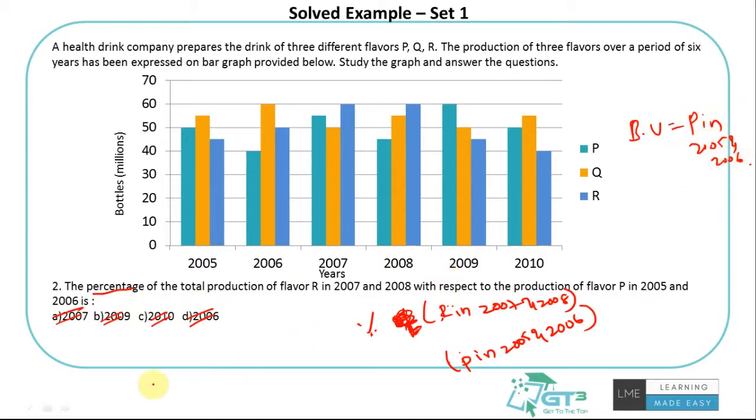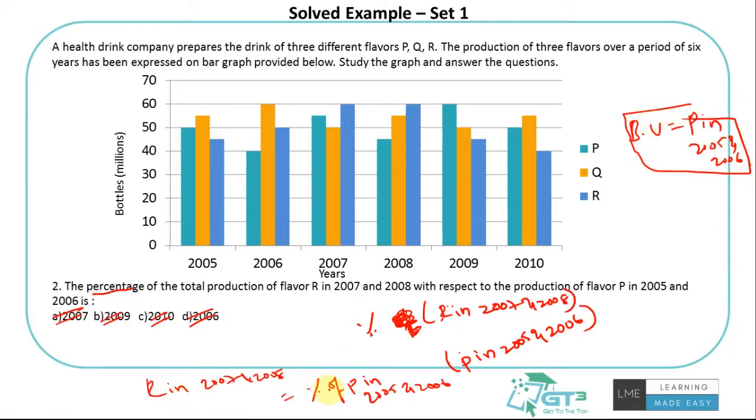So I have to understand R in 2007 and 2008 is equal to a percentage of P in 2005 and 2006. As I said, the base value is P in 2005 and 2006. That's why the percentage should always be done on the base. That's what this statement is giving us the clue: the base is with respect to P. So R in 2007 and 2008 is equal to what percentage? X percentage of P in 2005 and 2006. That's what this question is asking us to find.